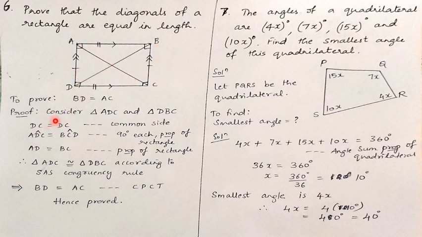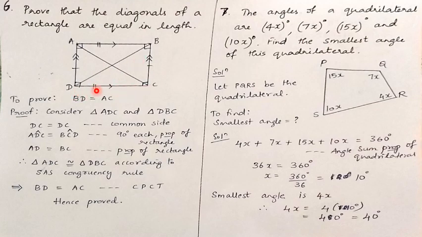For this, what we will do is we shall consider triangle ADC, that is this triangle ADC, and DBC, this triangle DBC. Because BD is a part of DBC and AC is a part of ADC. So if we prove that these two triangles are congruent, then according to CPCT we can say that these two sides are equal, so that the diagonals can be proved as equal. Now let us see how to prove the congruency of these two triangles.